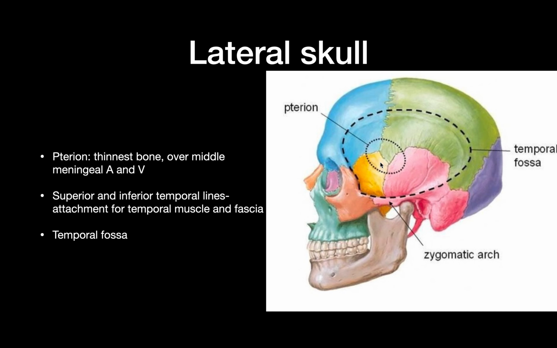Laterally, the pterion is an important clinical feature because it is the thinnest bone and it overlies the middle meningeal artery and vein. So any blow to the temporal fossa, especially in the pterion area, is quite dangerous and would lead to very dangerous hematomas or a bleed. So the superior and inferior temporal lines are the attachments for the temporal muscle and fascia, which will cover the temporal fossa.